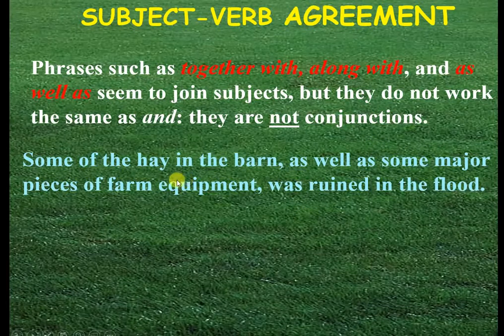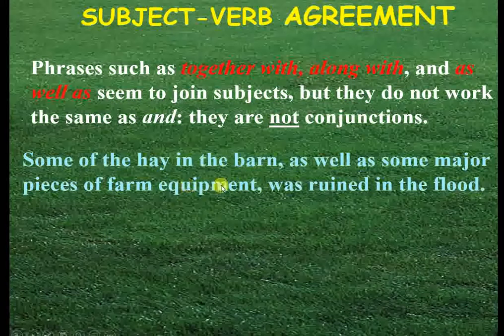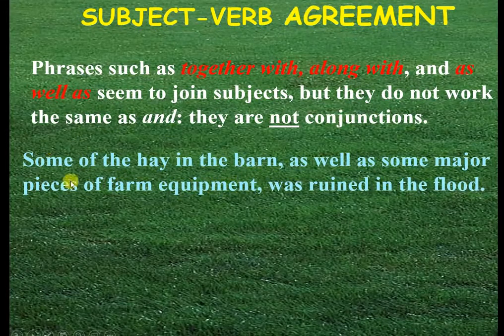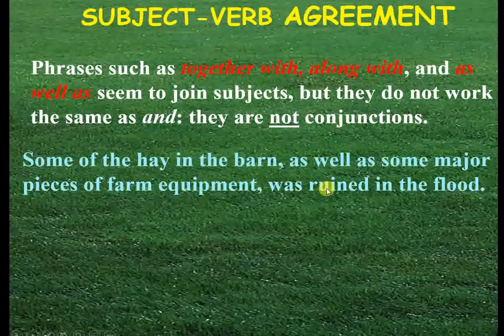And here's our example. Some of the hay, as well as some major pieces of farm equipment. Okay, and these are countable things, right? And you can imagine multiple items, but it does not affect the subject right here. Doesn't affect it. Think of it as in a positive. Think of it as extra information. Some of the hay was ruined.